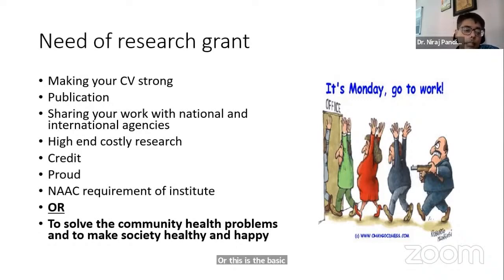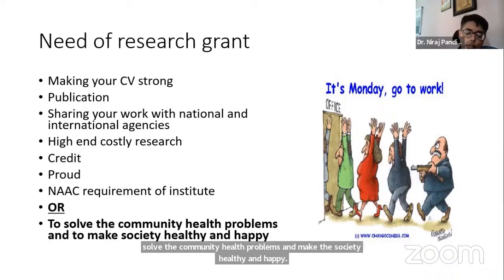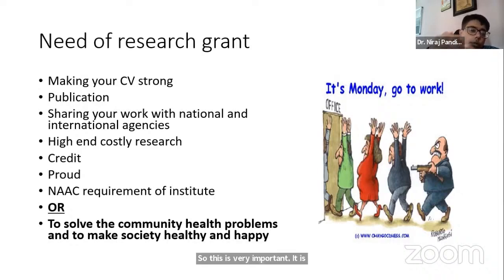motivation or basic need? It is to solve community health problems and make society healthy and happy. So this is very important. It is not just about your points 6, 7, whatever was given; they are the byproduct. Actually, your research grant, your need, all this requirement should target the health problem, community health problem, community medical health and all aspects of the problem, solve it and make the society healthy and happy.